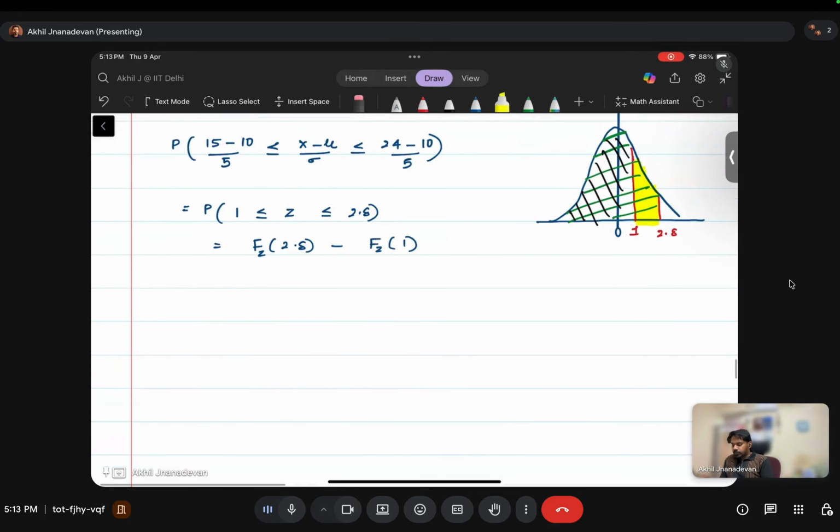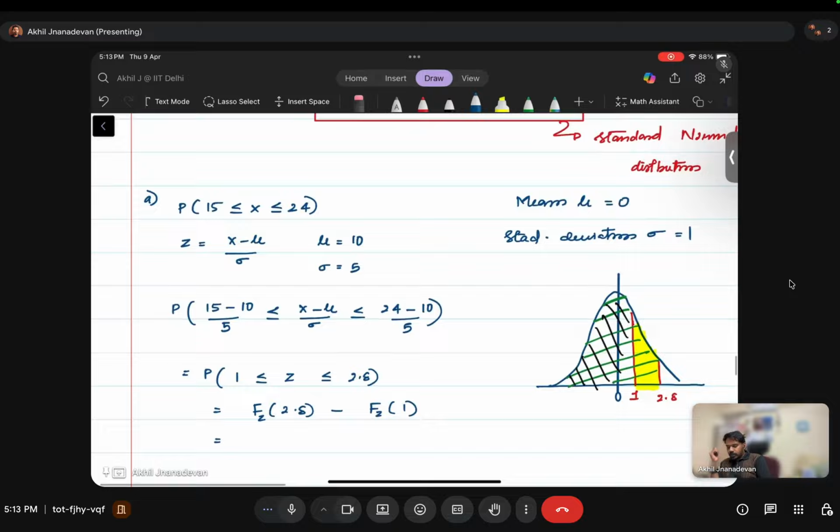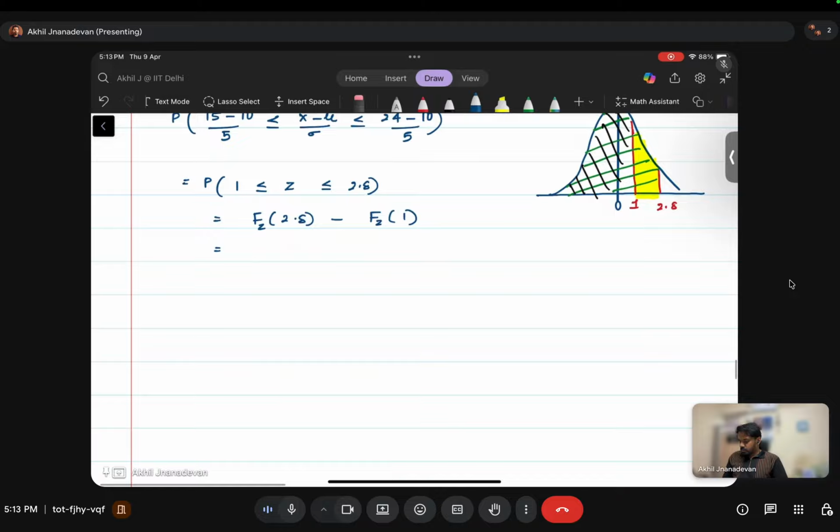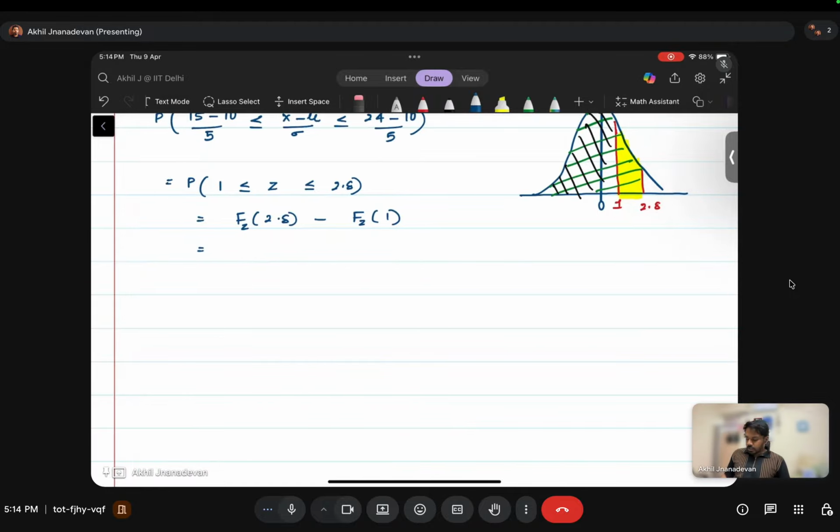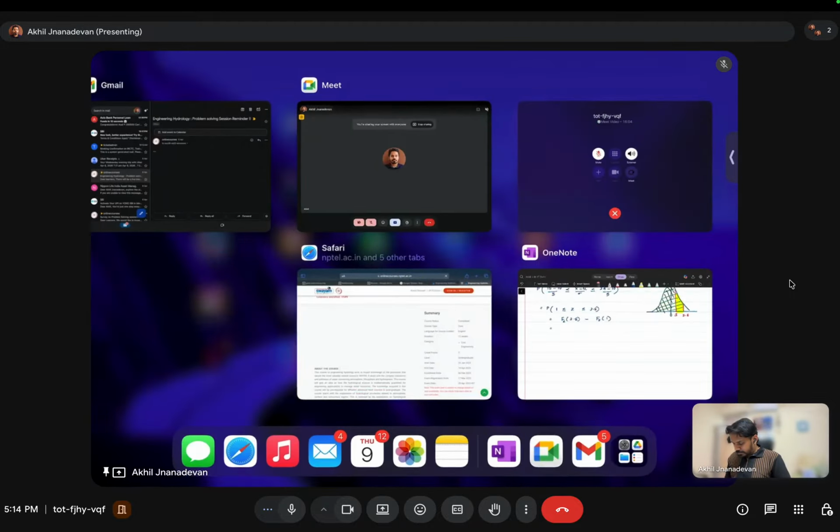So in this way we can find the cumulative distribution from the standard normal tables. Okay, so I can show you how we can come up with standard normal tables.